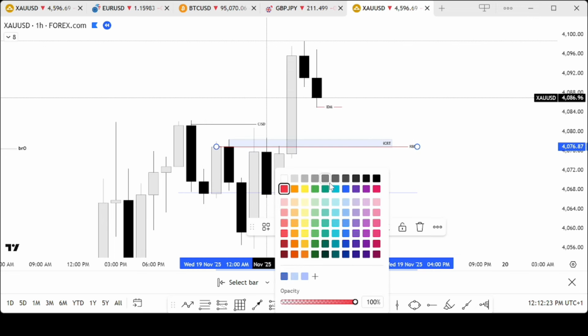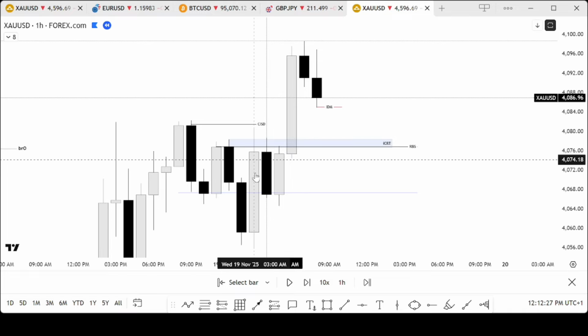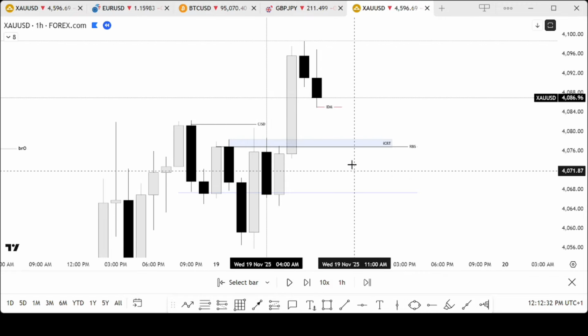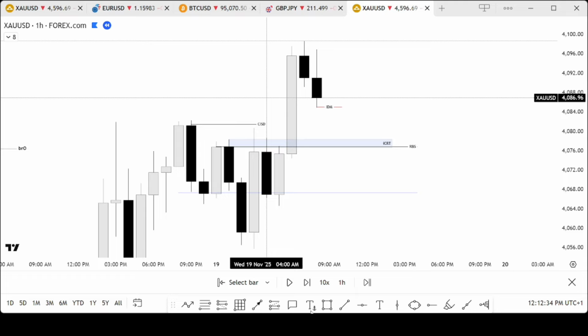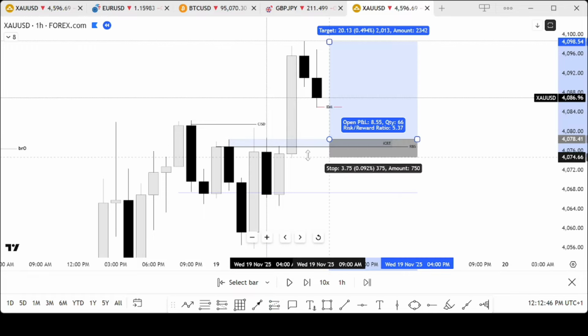Usually those levels are very, very powerful, especially if previously price tapped it and pushed to the downside, just like in this scenario. So in this case, usually whenever I see that my iCRT level has the wick smaller than the body, I want to use the opening of that level, and I wouldn't want price to trade below that particular zone.